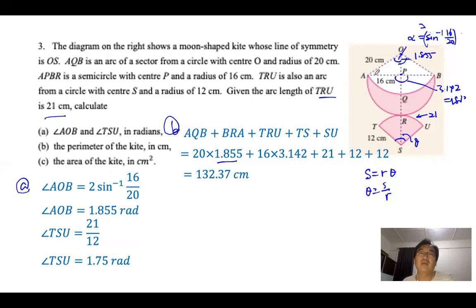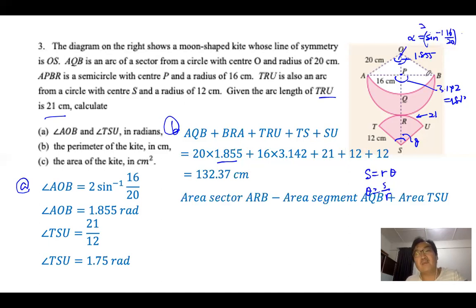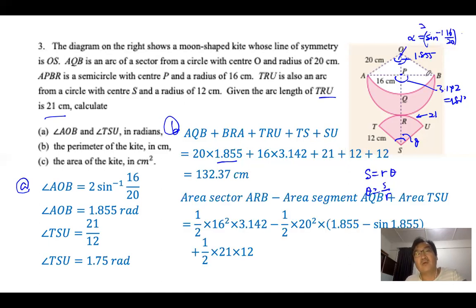Area of the kite here. Okay, so you find the area of ARB minus the area of AQB, then plus the area of TUS. This one is called the segment, minus the segment of AQB. So 1 over 2 times 16 square times 3.142. Okay, that is the area of ARB. Then you minus the area of the segment.